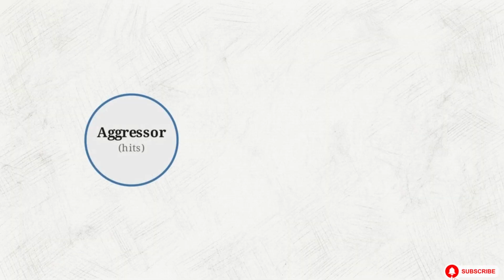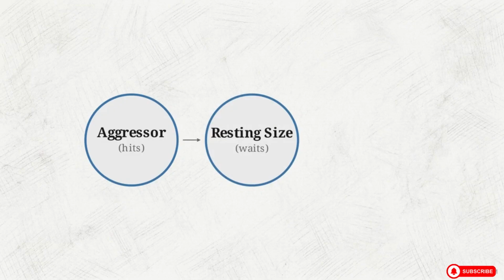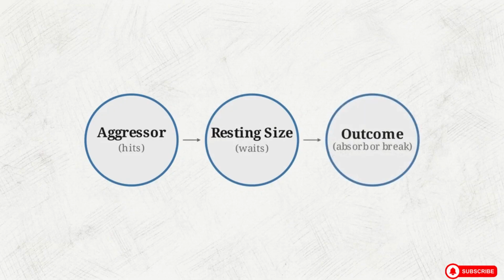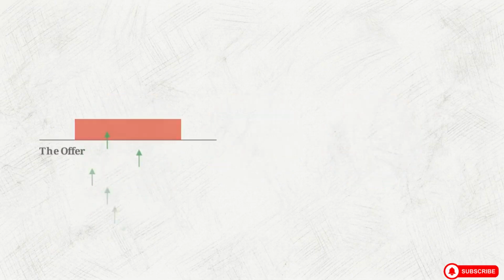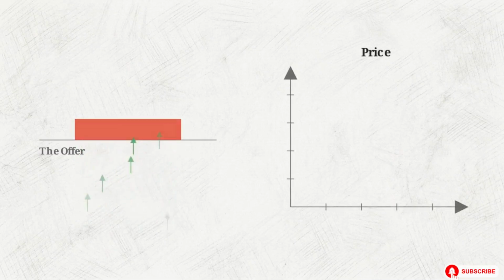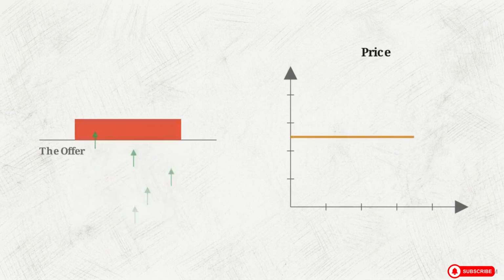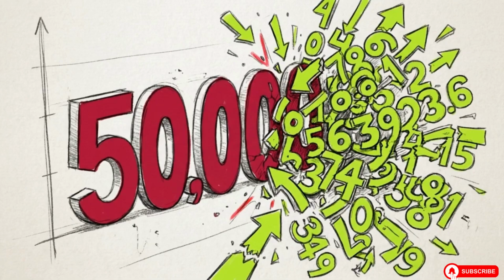Price discovery follows a strict sequence. The aggressor hits, resting size waits, and the outcome depends entirely on which of the two is larger. Watch what happens when a sustained wave of aggressive buy orders slams into a level. A large passive limit seller sits on the offer. As fast as the buyers hit the level, the seller continuously reloads their size, swallowing every single order. Despite extreme buying volume and loud, aggressive tape action, the price line stays perfectly flat. This crucial interaction is known as absorption.